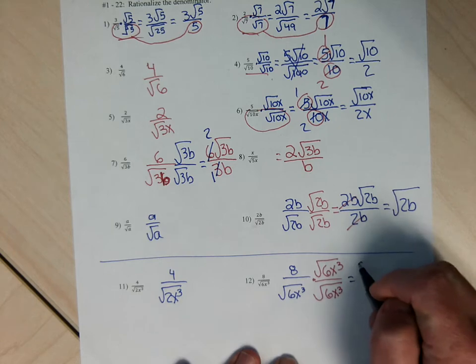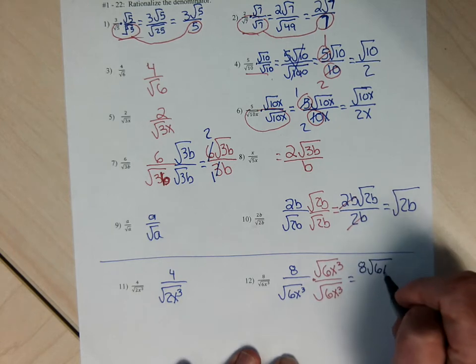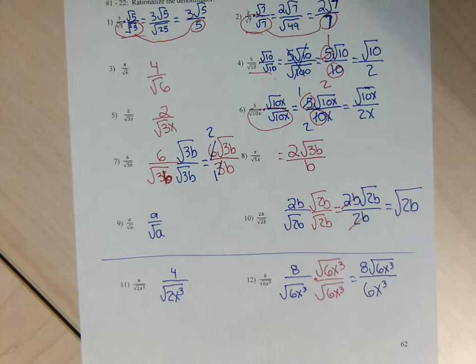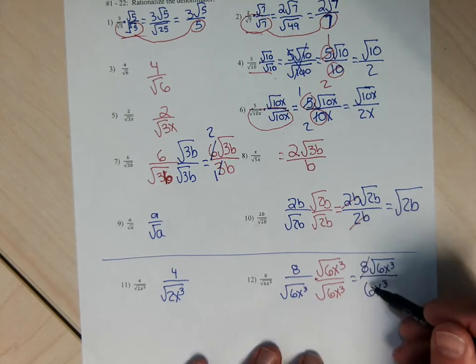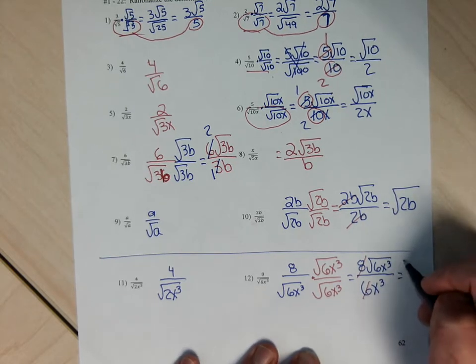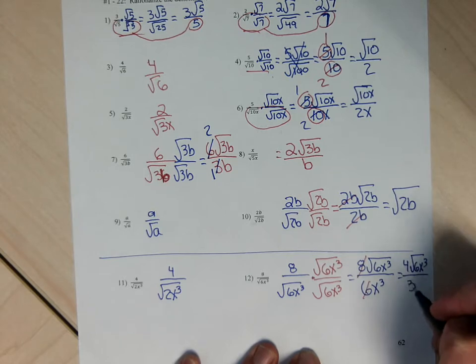My numerator I'm going to write as 8 times the square root of 6x cubed. The denominator, I'm multiplying two identical radicals, so I get what's under one of the radicals. I could right now reduce this 8 with this 6 by 2. 8 divided by 2 is 4. 6 divided by 2 is 3.